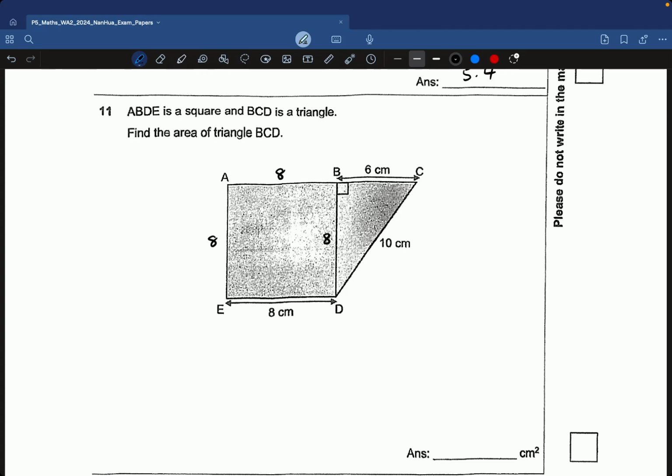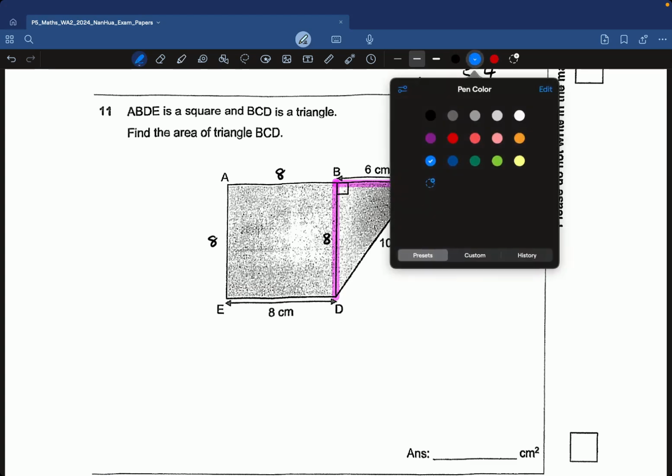So now the next thing is we want to find the area of the triangle BCD. So which is the base and height? First look at the perpendicular box. That means the two lines that meet at the perpendicular box, or this small little square, are the base and height. So I'm just going to highlight this and highlight this so that it's easier for you to see. Okay, so we can ignore this part over here.